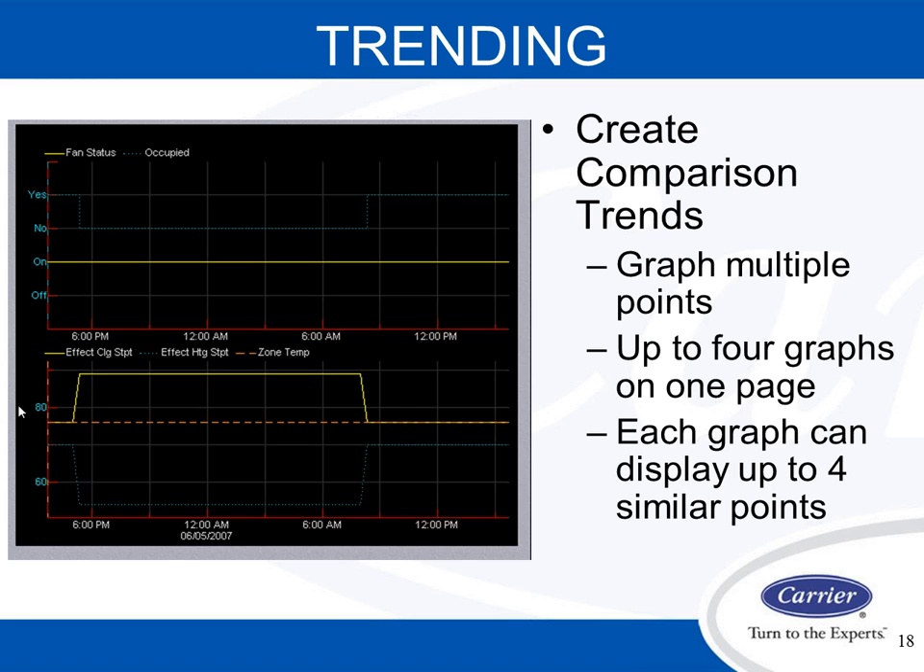So on the top here, we're showing 2 binary points, along with just if they're on, off, or yes, being fan status, and if it's occupied. Along the bottom, we have the effective cooling set point, the effective heating set point, and zone temps, which are all analog points. So you can put them all on the same graph, but it would be 2 separate graphs based off binary and analog points.